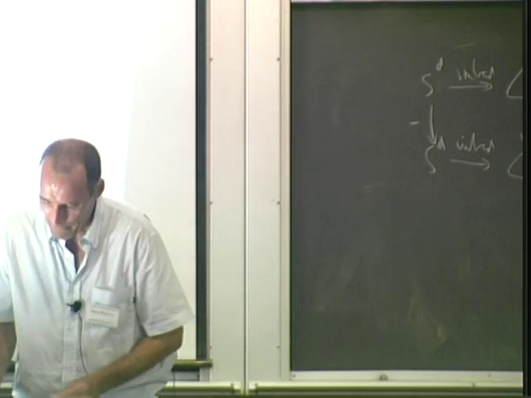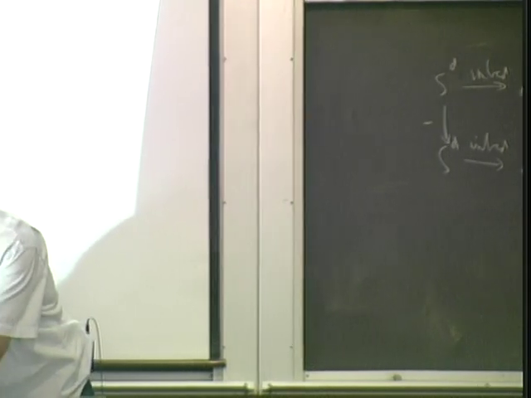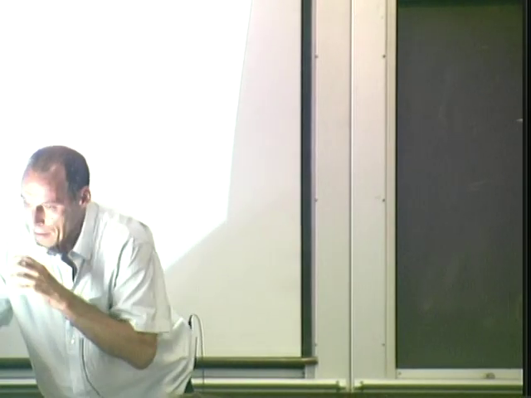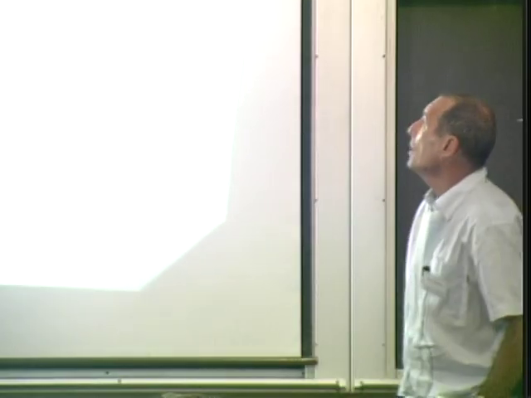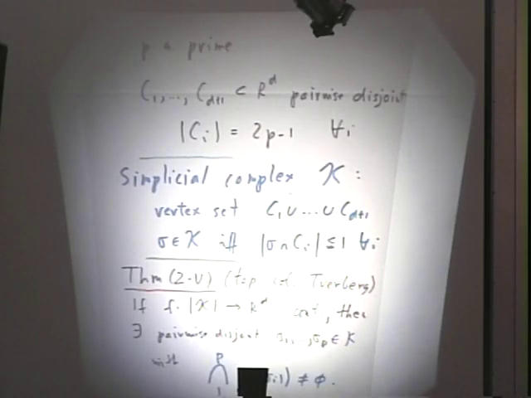Here is the statement. So here p is a prime, and these are pairwise disjoint color classes, each of size 2p minus 1. And the simplicial complex is defined as follows. The vertex set is just the union of the color sets. And a simplex, which I call sigma here, is a set that hits each color class in exactly one point. An abstract simplicial complex.